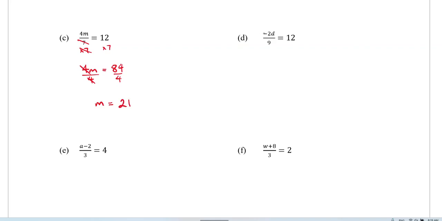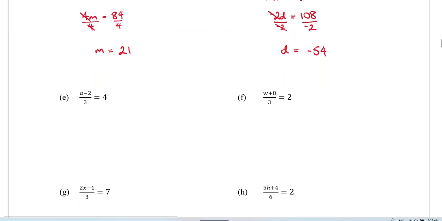In D, minus 2 and the 9 are the numbers that I want to move, but we need to do the 9 first. So the opposite is to times by 9. So minus 2d equals 12 times 9 is 108. Then the minus 2, even though it's negative, it is times with the d because it's right next to it. So I need to divide by negative 2. I'm dividing by a negative number. That will leave d equals 108 divided by minus 2 is negative 54.